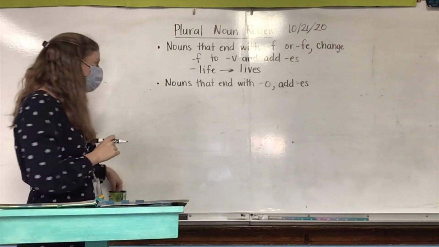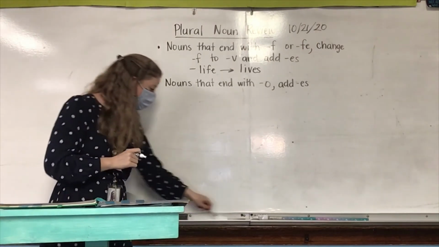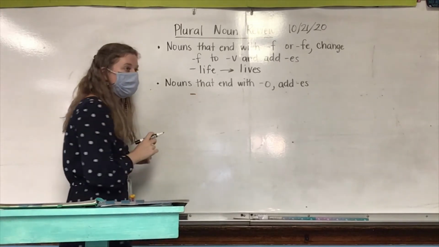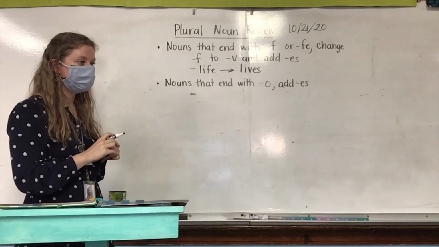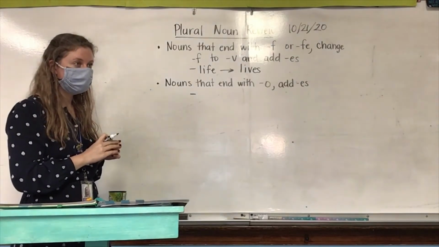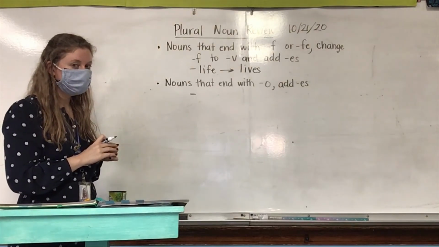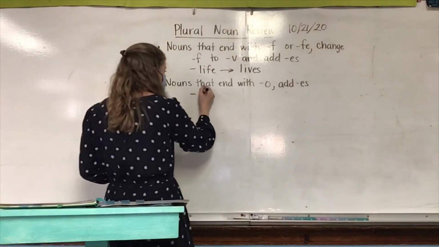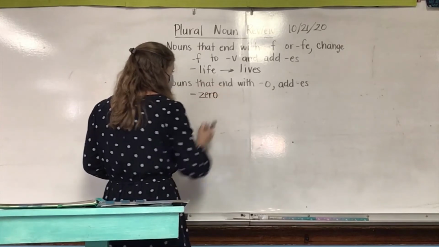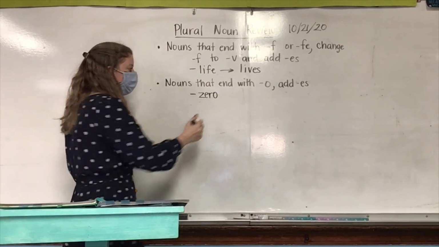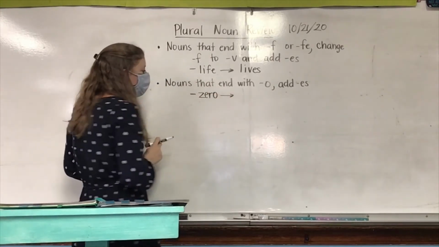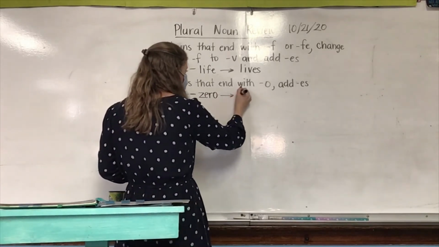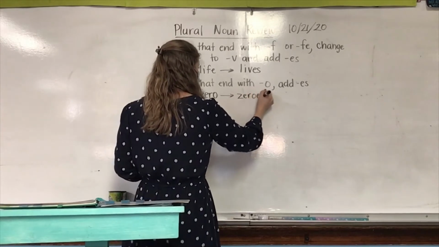Okay, give me an example of a noun that ends with O. Zadie. Colin, can you help her out? Zero. How do we make it plural, Zadie? Do we change anything? No. What do we do? Add ES. So it becomes zeroes.